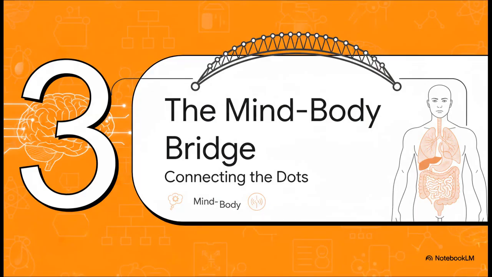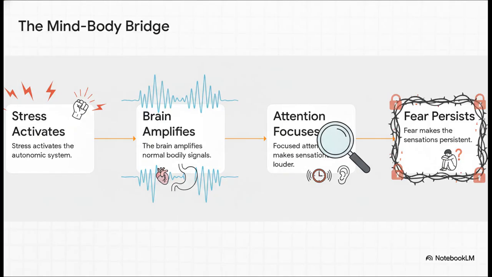So we've figured out the predisposing, precipitating, and perpetuating factors. Now it's time for Section 3, the mind-body bridge. This is where we connect all the dots and explain exactly how psychological stress can turn into very real, very physical symptoms. This is how you can explain it in simple terms.